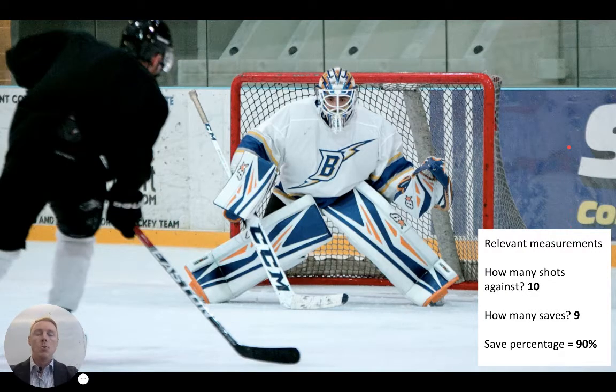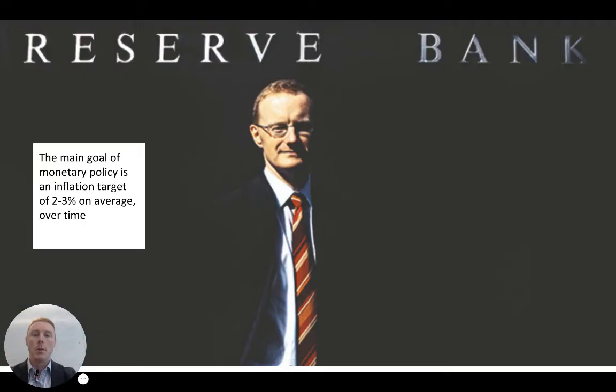So first, in order to evaluate the policy, you need to look at some relevant measurements. If you're a goalkeeper, what's going to be relevant to assess your performance is how many shots have been had at you, how many you've saved. It doesn't really matter how many goals you've scored because that's not part of your job. That's going to be a less relevant measurement to assess your performance.